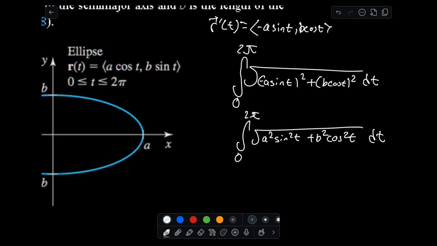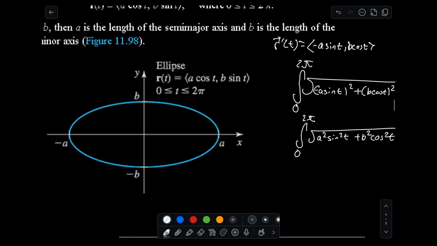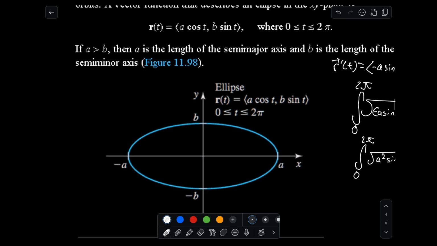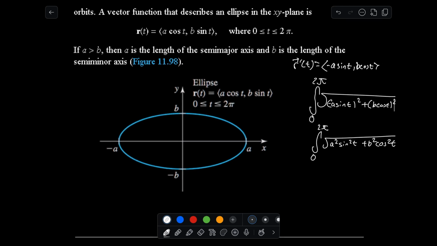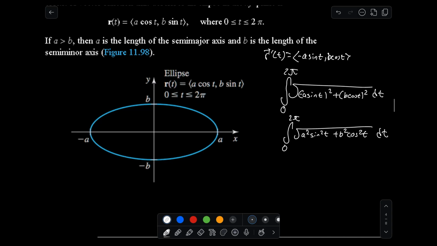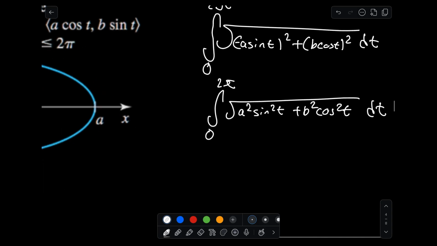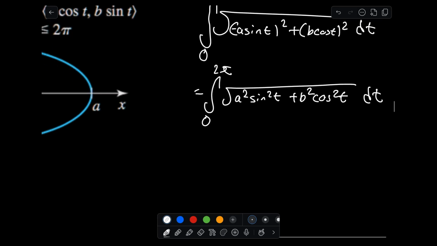However, a and b aren't equal to each other. We can see right here that if a is greater than b, then a is the length of the semi-major axis and b is the length of the semi-minor axis. So in this case, you cannot say that sin² t + cos² t equals 1, because a and b aren't equal. If a and b were equal, you would just plug that in first thing, and then you can just solve for it.